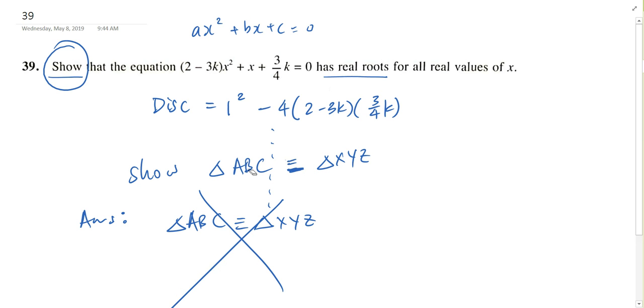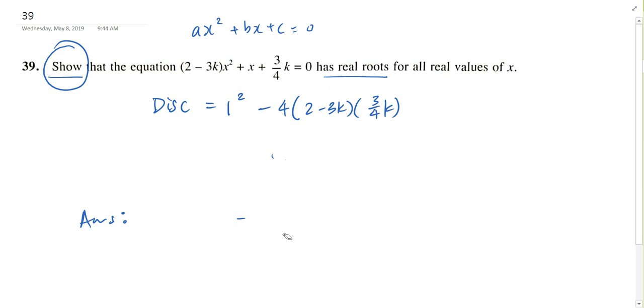Yeah, so moving on. So this is our discriminant. We get 1 squared. Let me just copy this down. This is 1 minus 6k plus 9k squared. So Chen Zhuo, you haven't finished it? This is our discriminant. Then what do we do? Factorize it. We see that it is factorized into 3k minus 1 squared. Then what?